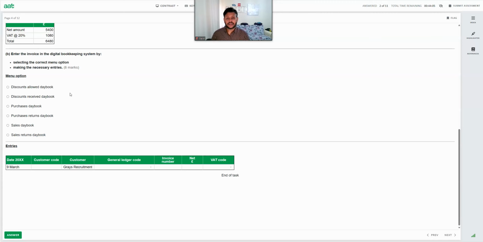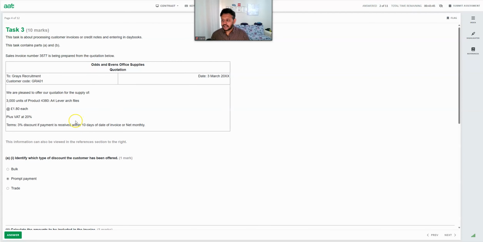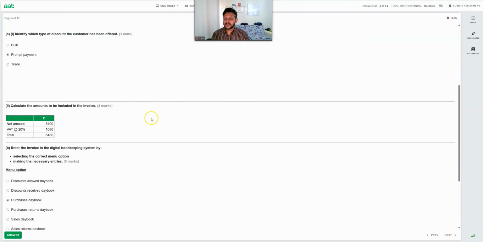So it's very important to understand this. If I receive an invoice from the supplier, I record it on the purchase daybook. And if I send an invoice to the customer because I made a sale, I record it on the sales daybook. Here I received the invoice from the supplier, so it is the purchase daybook, because I made a purchase. Let's have a look at this one: customer invoice. That's not supplier, customer invoice. That means I made a sale.